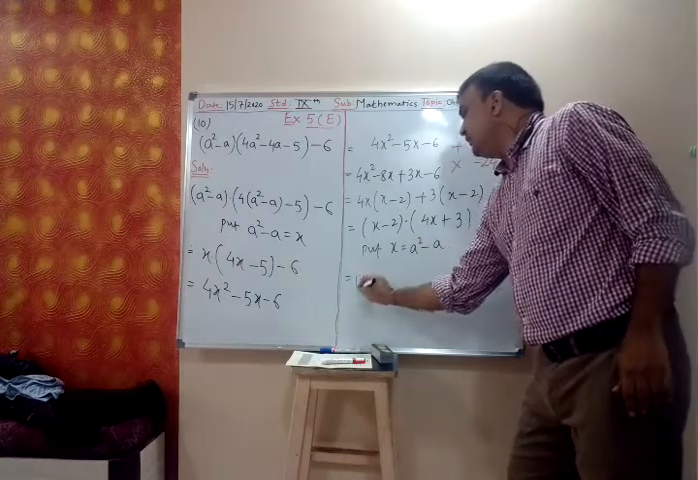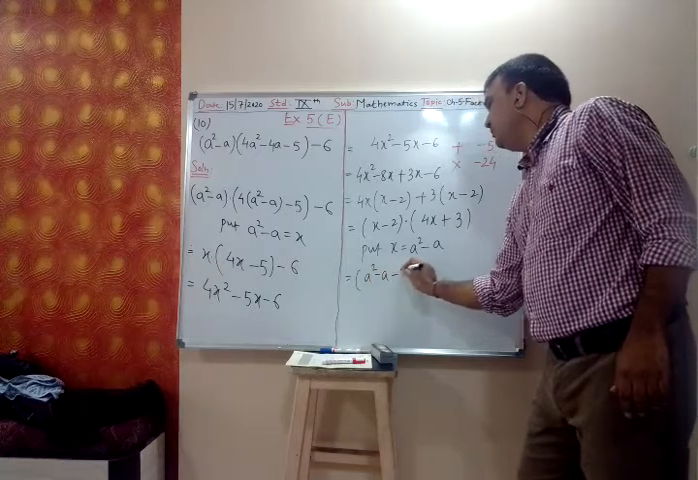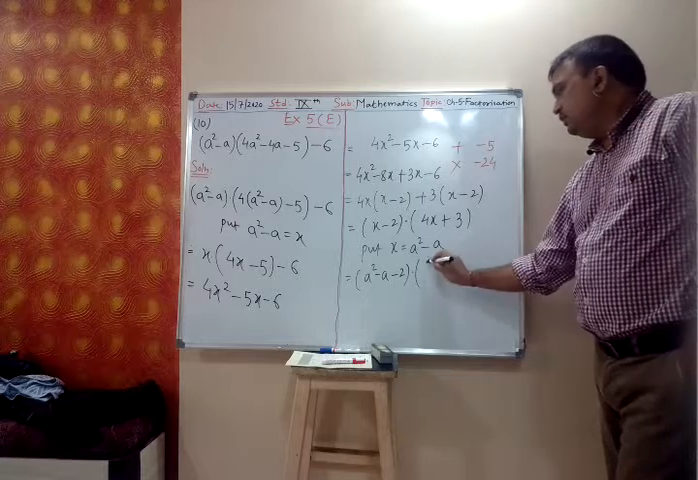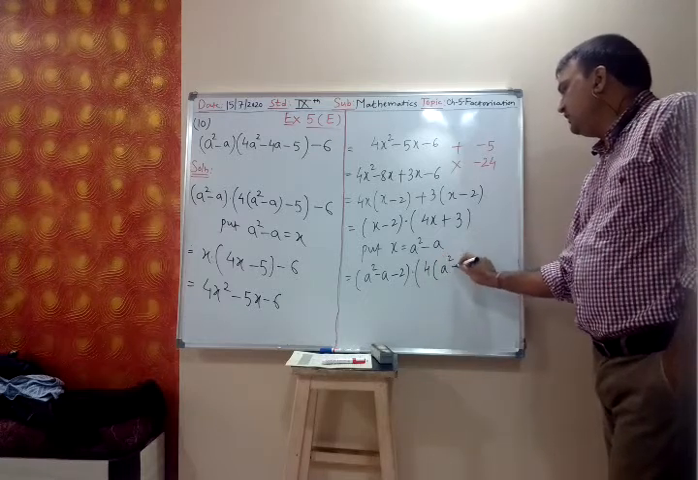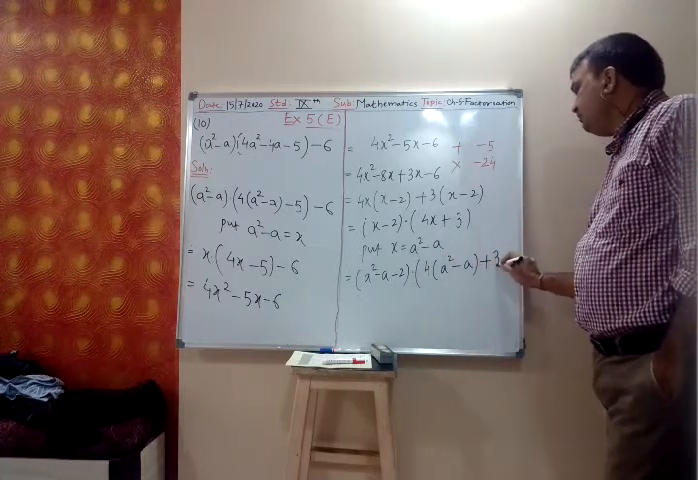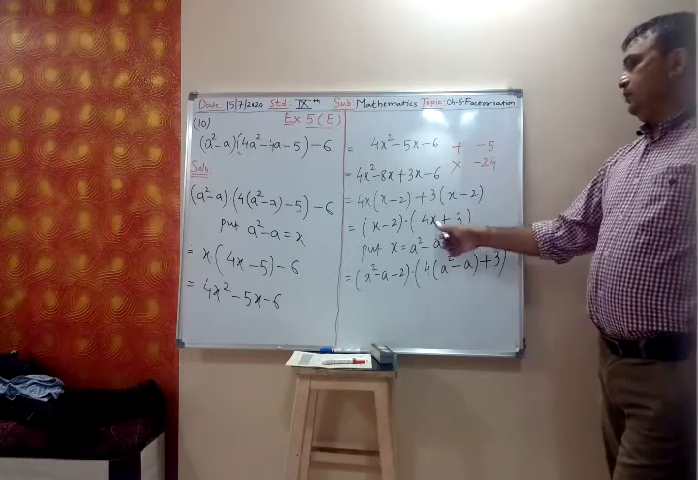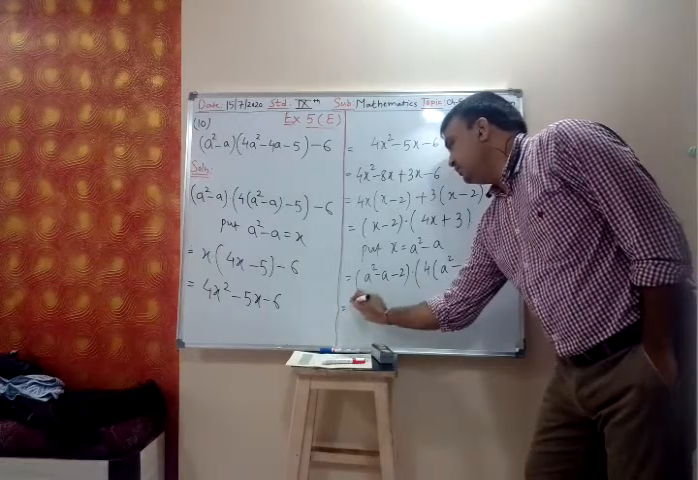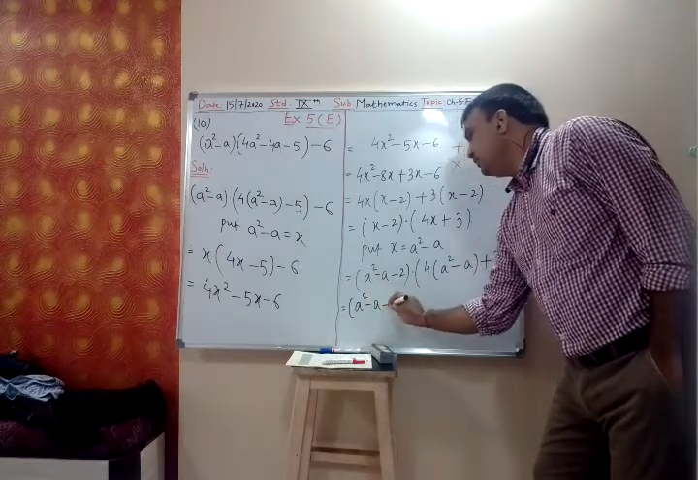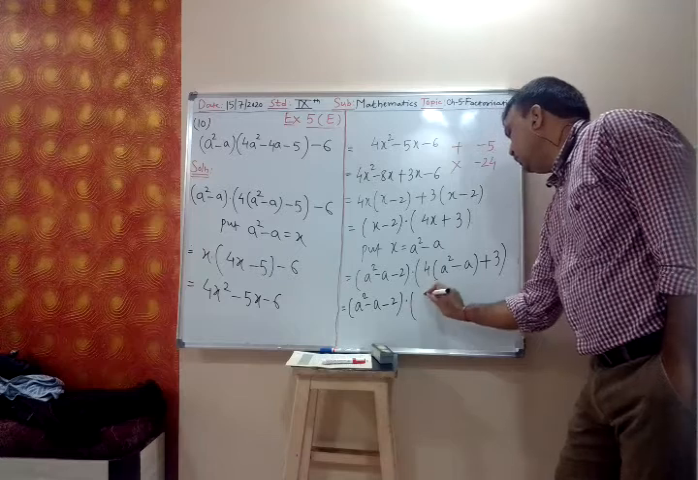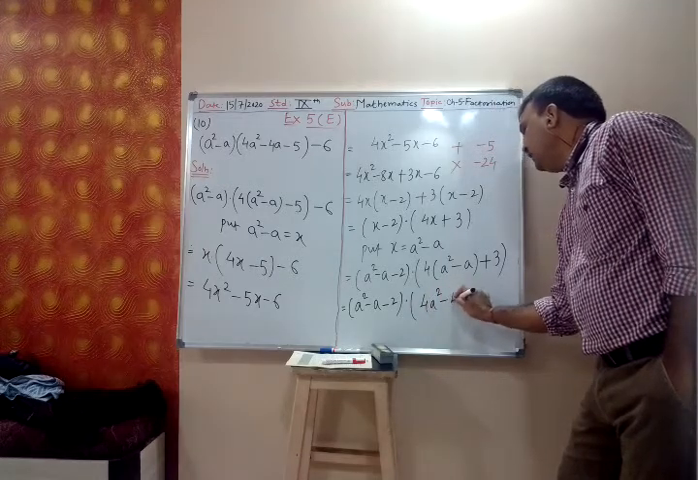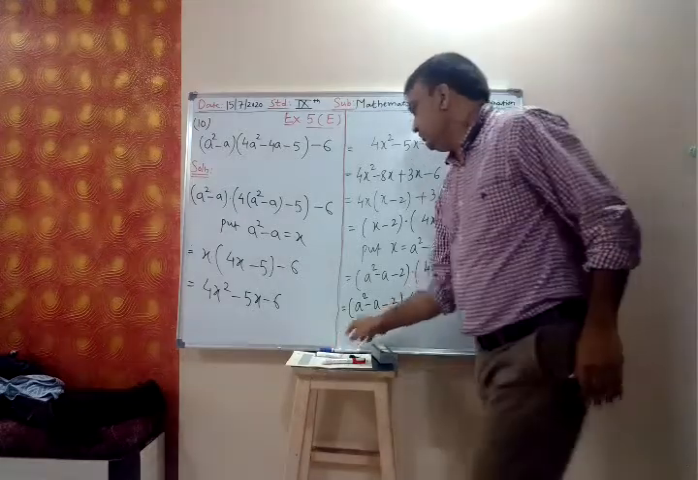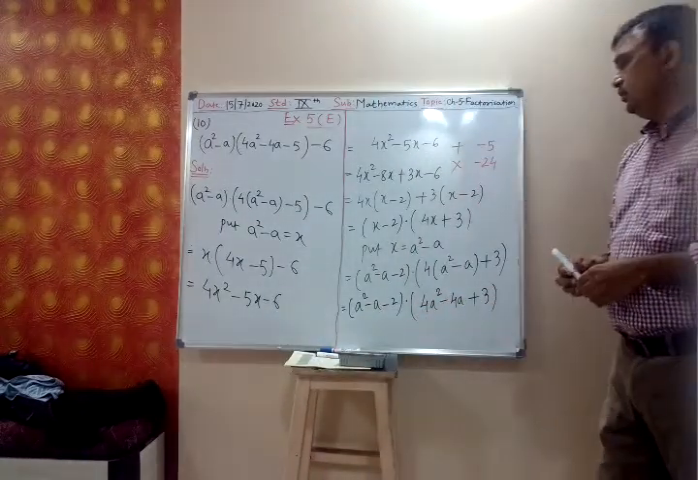So you will get a square minus a minus 2 into 4 into a square minus a plus 3. Replace x by a square minus a. So this becomes a square minus a minus 2 into 4a square minus 4a plus 3. Now again both are quadratic.